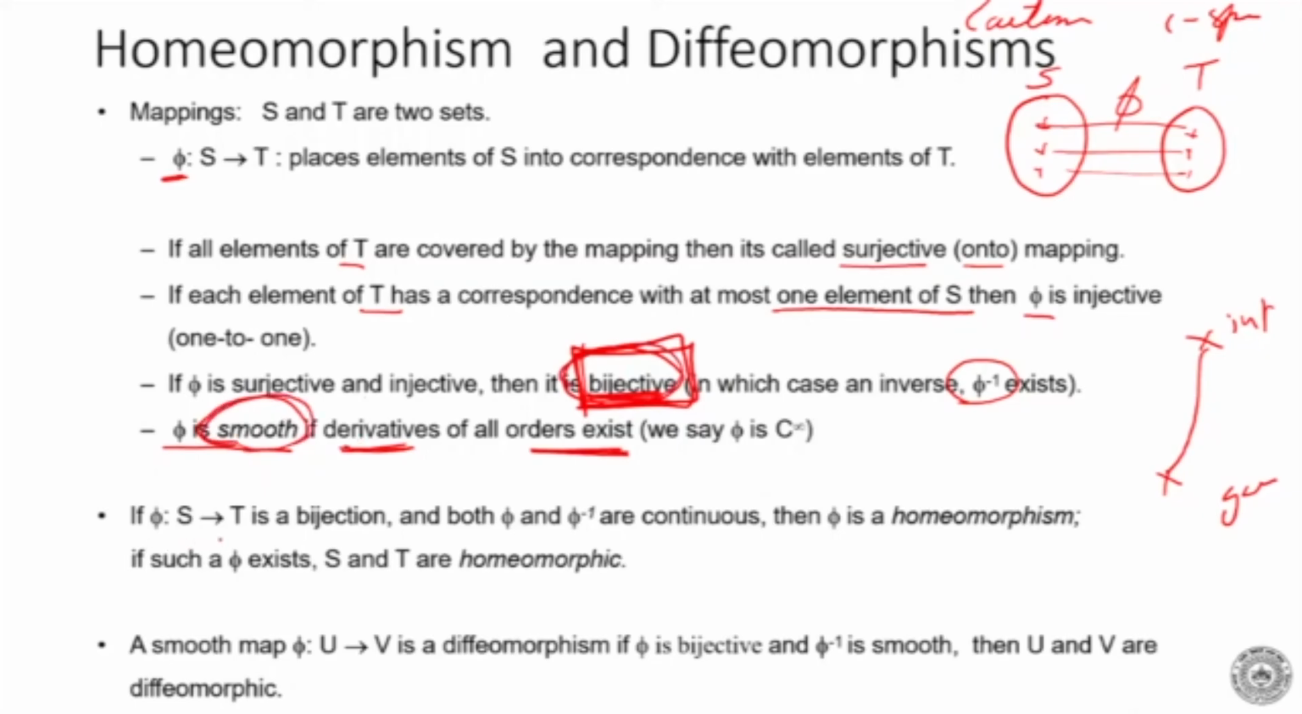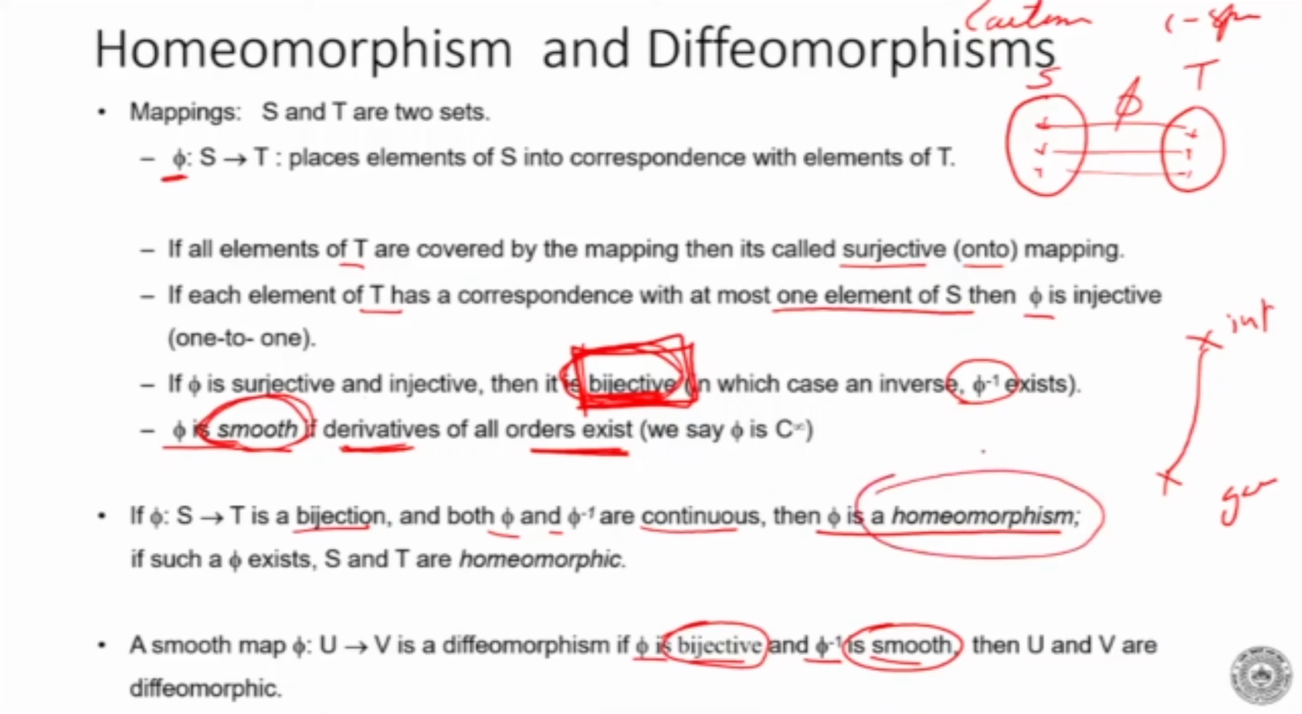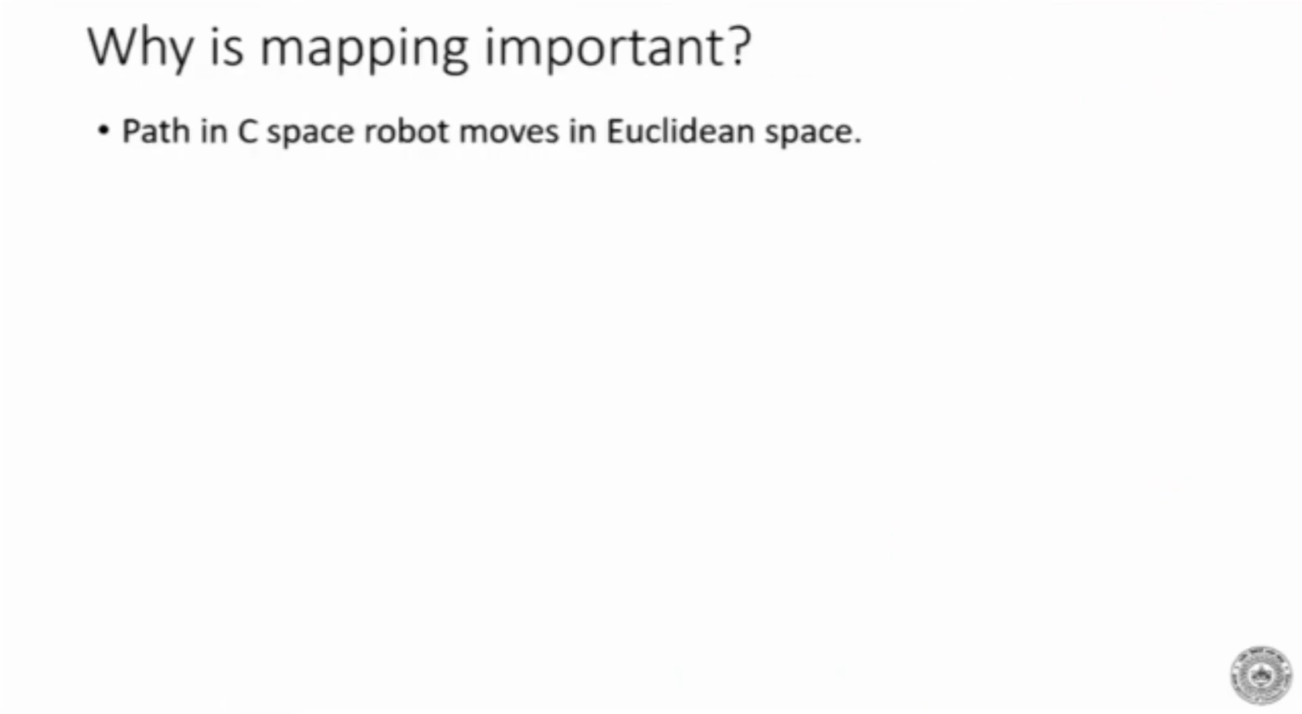If phi from S to T is a bijection and both phi and its inverse are continuous, then phi is a homeomorphism. But one step ahead of that, a smooth map phi from U to V is a diffeomorphism if phi is bijective and phi inverse is smooth. This is even more important. Then U and V are diffeomorphic. So we are looking at two terms, homeomorphism and diffeomorphism, and it basically has to do with bijective mapping which is smooth. If it is bijective, the inverse exists. If it is smooth, it is continuous. Both of these are important when we are going from one space to another space.